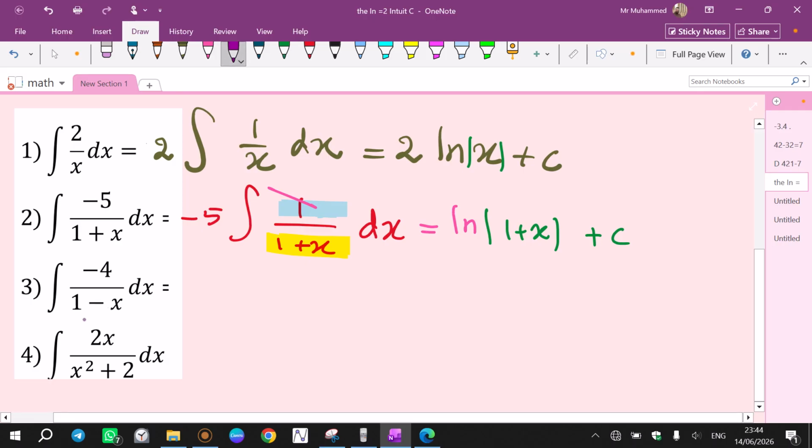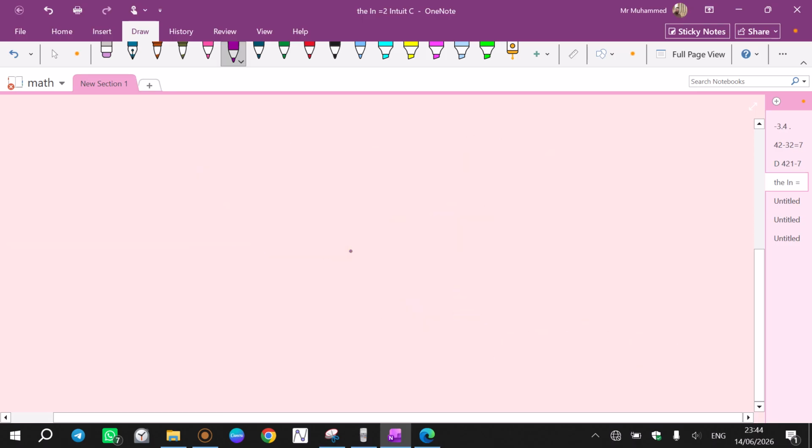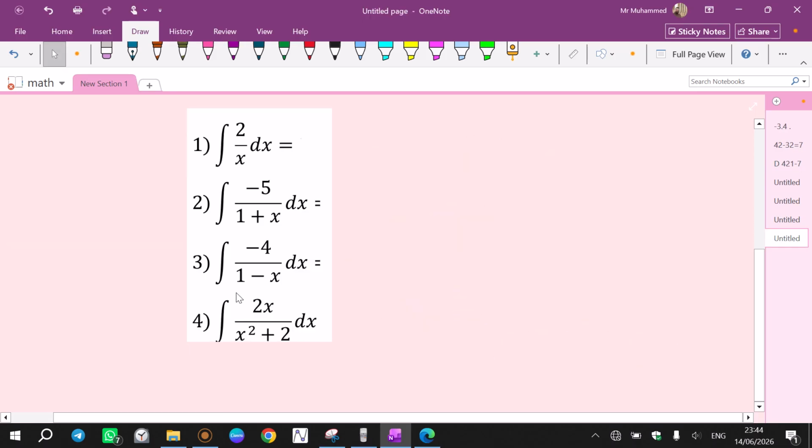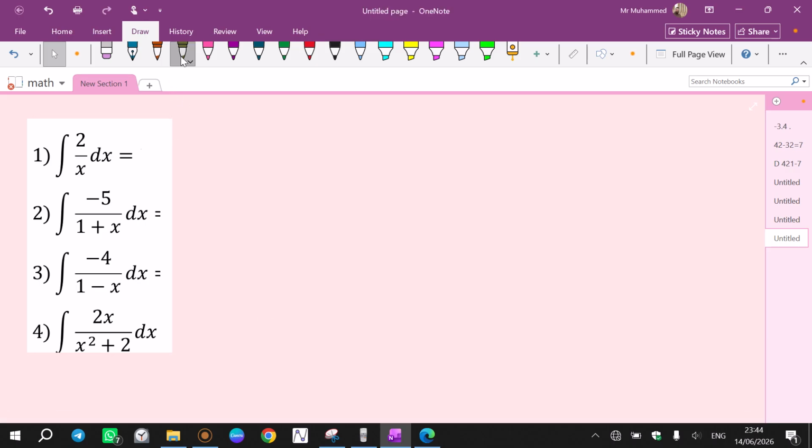By the way, this negative 5 stayed, so I write here negative 5 multiplied by ln absolute 1 plus x plus c. This is the answer. Now let's do question 3.